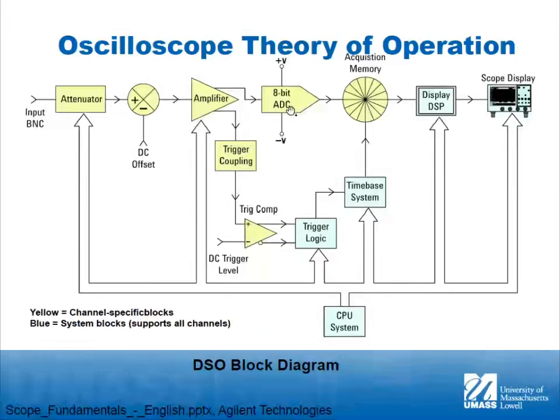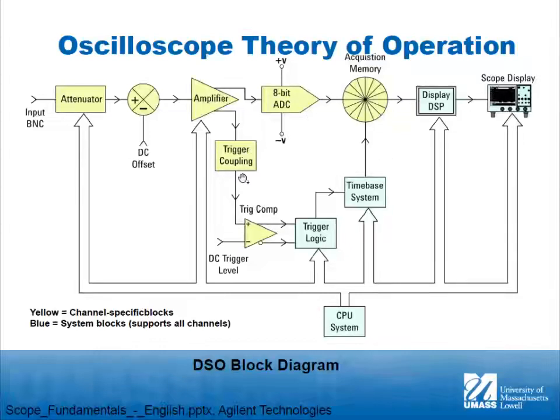But then I have the analog to digital converter. In this example, it's 8 bits. So it comes out with an 8-bit value that's a quantized value of the incoming signal. The signal has to be within a voltage range, right? If it's outside of the voltage range, I'm going to clip it. I'm going to be at the highest value and the lowest value, and the signal will look clipped, right? It'll look flat top. And then it goes into the acquisition memory.